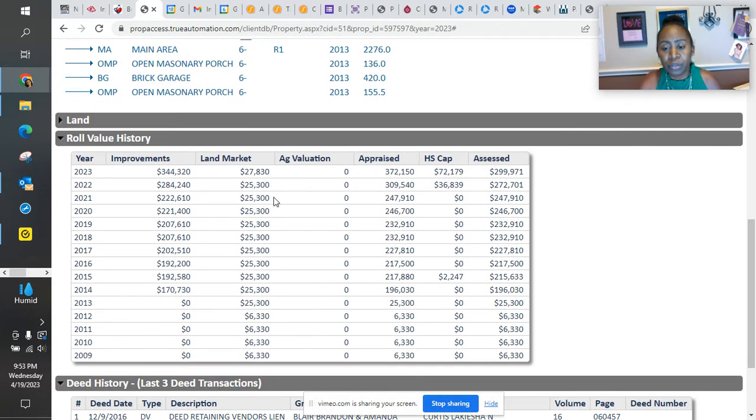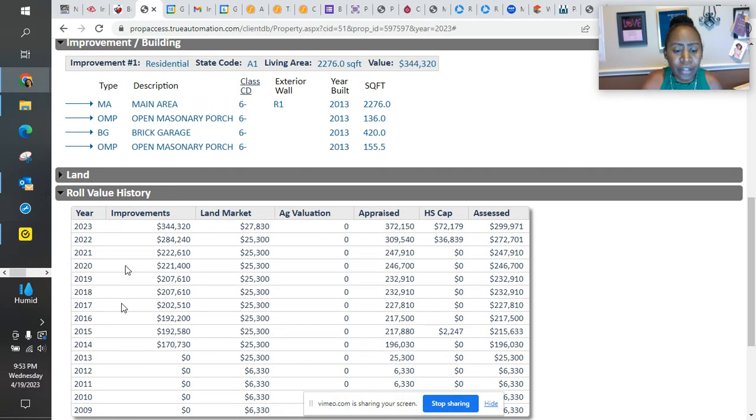So if we look down here, you'll see what I'm talking about. We have a column here for the same information we saw at the top. We have the year here, the improvements for the structure, and the land value here. There's no ag use on the property. So the appraised value is improvements plus land market equals appraised value here.